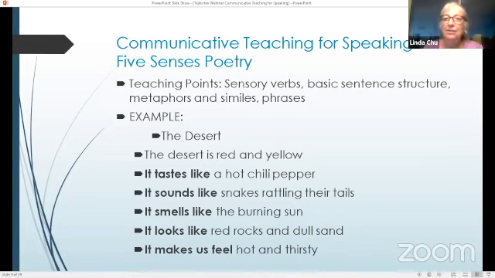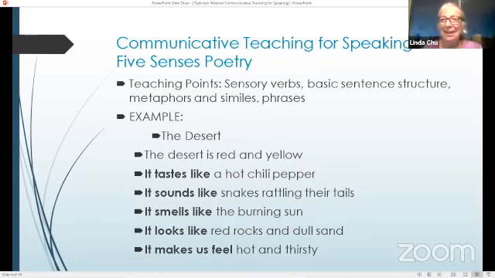And you can see our teaching points there. This one definitely promotes metaphors and similes. So let's give an example first. This is an example of what the students are going to do, and then I will walk you through the process of how to do this in your classroom.